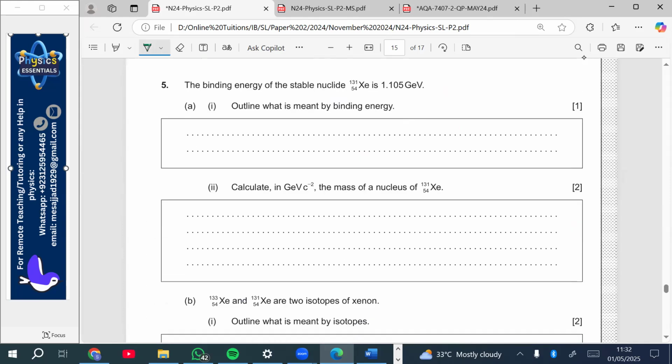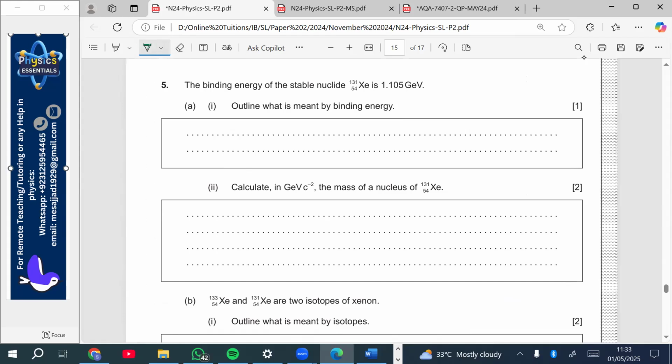Okay, question number 5. The binding energy of the stable nuclide xenon is 1.105 giga electron volts. Outline what is binding energy. So binding energy is that amount of energy which is required to hold all the nucleons together, because you know that in a nucleus there are so many protons sitting together, and they repel each other, but still they're inside. So who is holding them together? There is a binding force between the nucleons, along with the strong nuclear force.